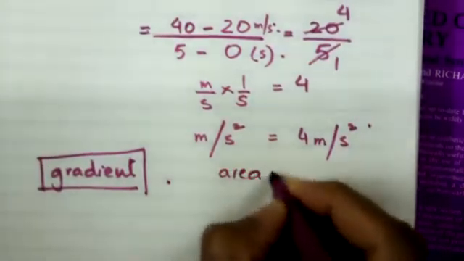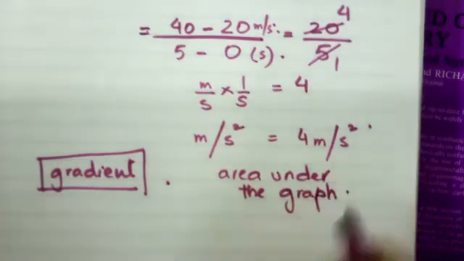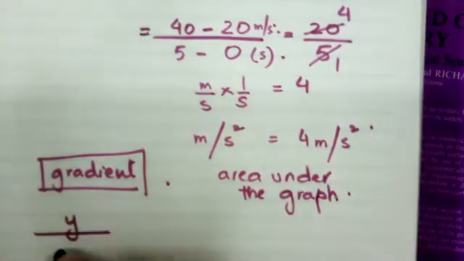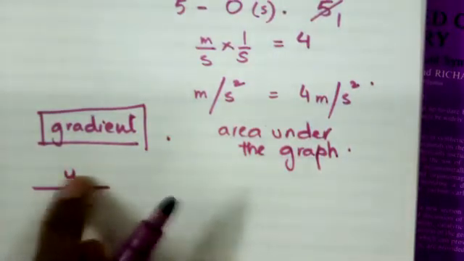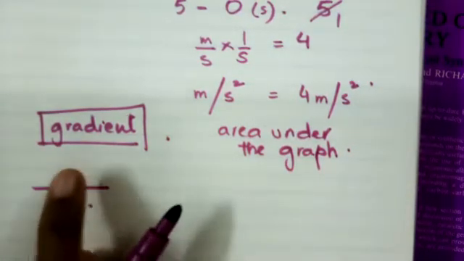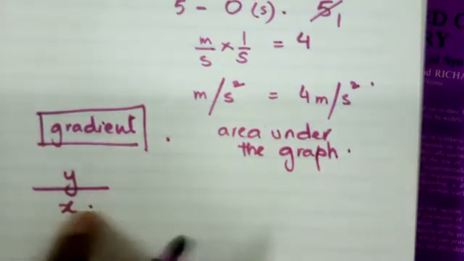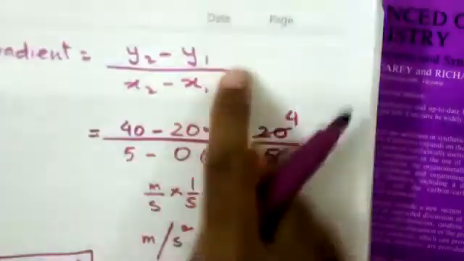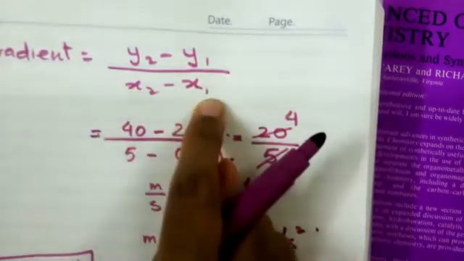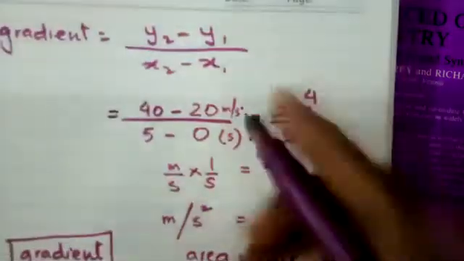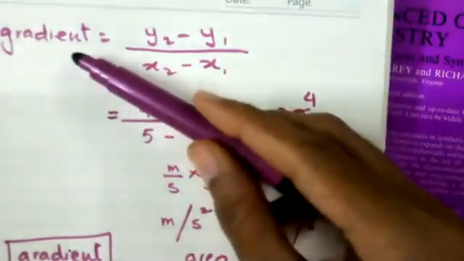Now I'll tell you the difference between gradient and the area under the graph. The gradient you find by dividing the difference in y-axis by the difference in x-axis. See, y2 minus y1 is the difference in y-axis, divided by the difference in x-axis, x2 minus x1. In simple words, we can just say dividing y by x. That is how you calculate gradient.